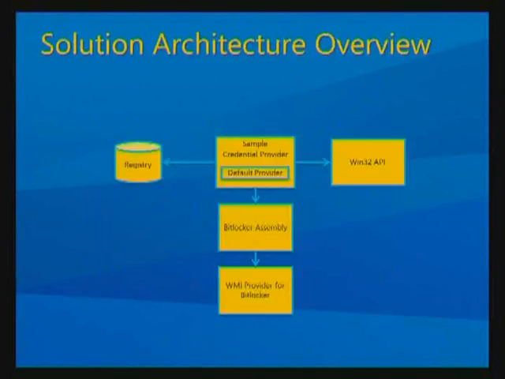The bottom line is the sample credential provider leverages the BitLocker assembly and the WMI provider for BitLocker, which, if memory serves, is Win32_EncryptableVolume. Very well documented, it gives you access to all the key delete, key add, and all the other types of functions you would need. And it leverages Win32 APIs just for some general tasks.